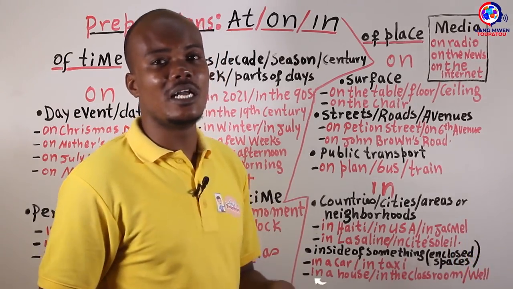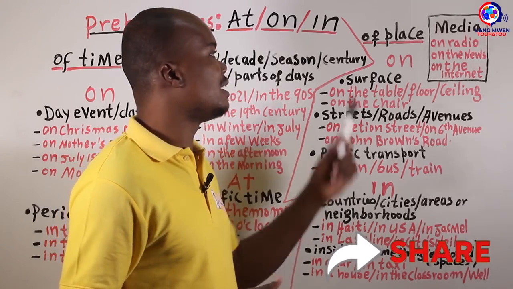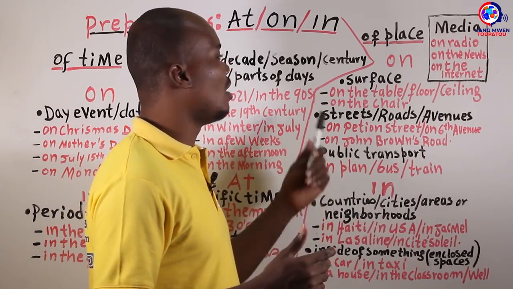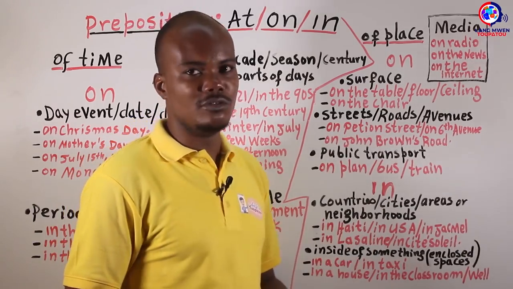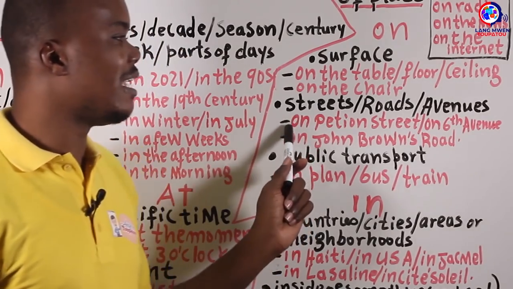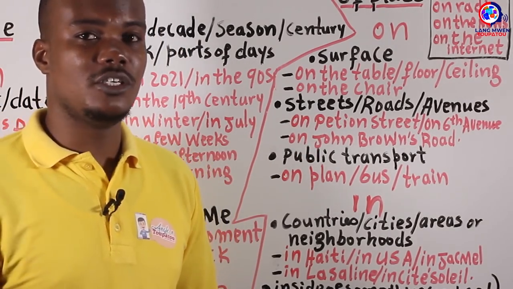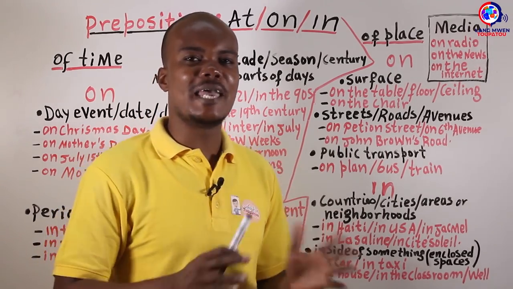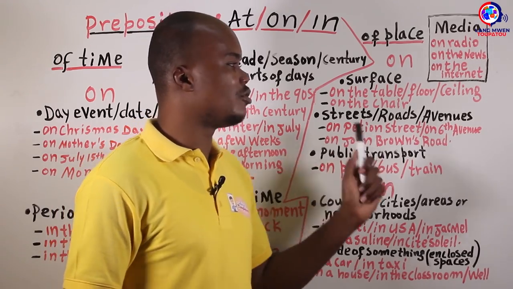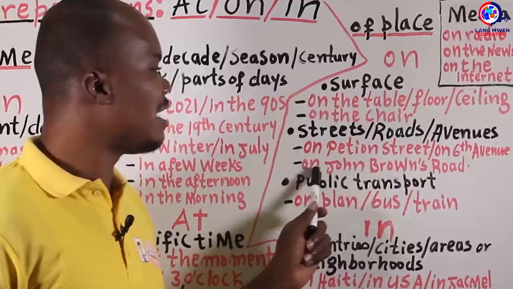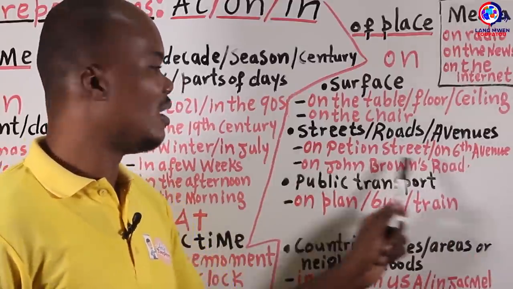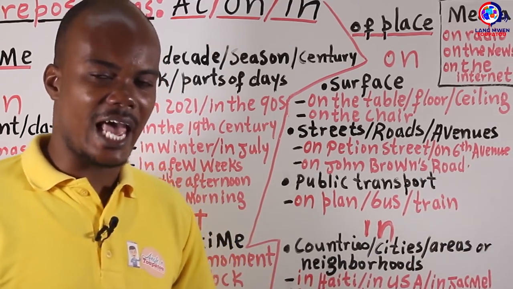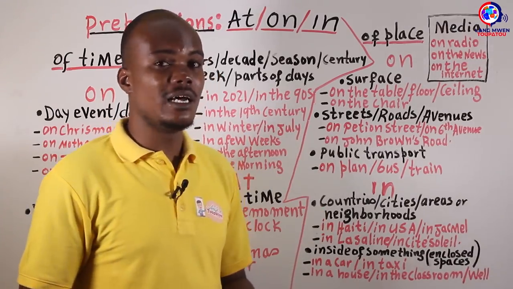And secondly, you can use preposition on as preposition of place to talk about streets, roads, and avenues. On peut utiliser la préposition on lorsqu'on parle de streets, roads and avenues. Donc, par exemple, I can say on Pétion Street, you know, if you're Haitian, nous connaissons ça, on Pétion Street. Par exemple, you should say, I am on Capois Street. Okay, like I say, on Pétion Street. For talking about road, you can say, on John Brown's Road. Or you can say for avenue, on 6th Avenue or 7th Avenue.